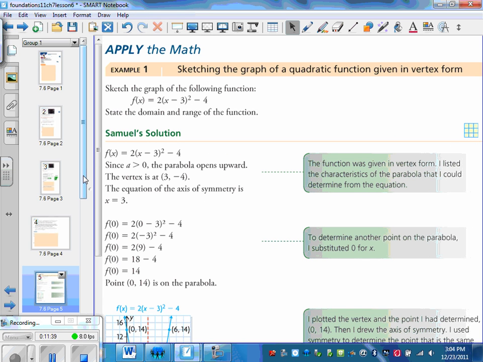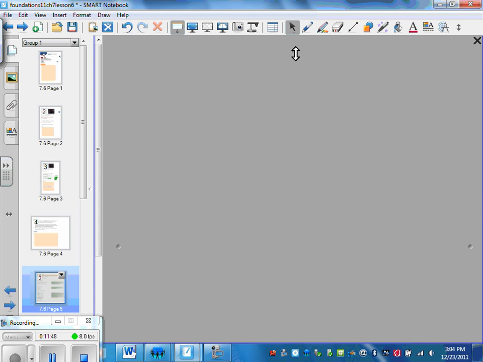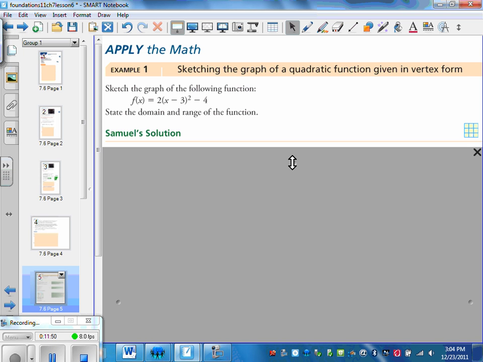Okay, let's see here. We're going to sketch the graph of the following function. I don't want you guys to see the answers just yet. f(x) equals 2(x minus 3) squared minus 4. State the domain and range.